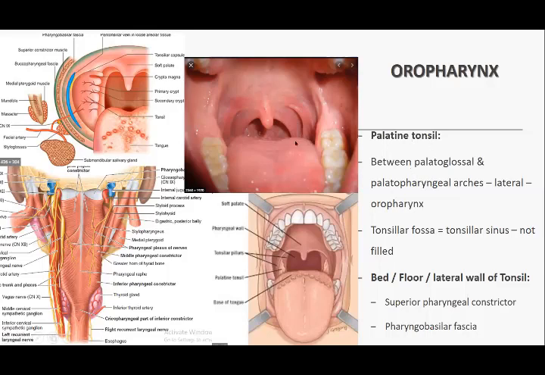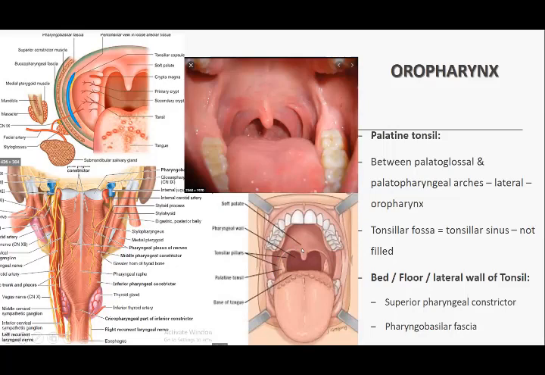The palatine tonsil lies between the palatoglossal arch anteriorly and the palatopharyngeal arch posteriorly. Yes, this is the palatine tonsil, lying between the palatoglossal arch anteriorly and the palatopharyngeal arch. Now this is the boundary of the oropharyngeal isthmus.